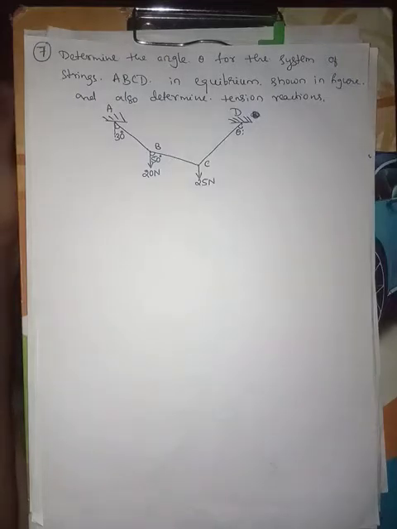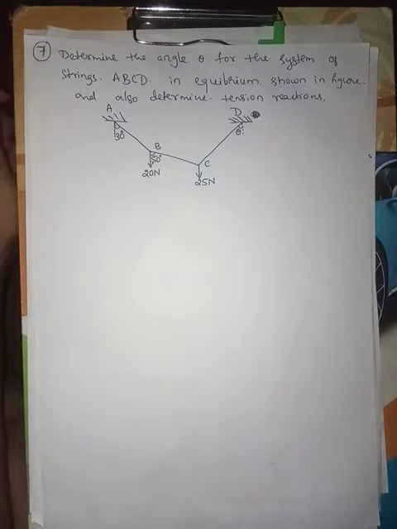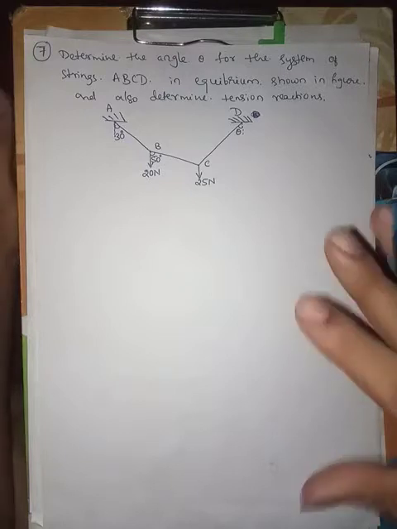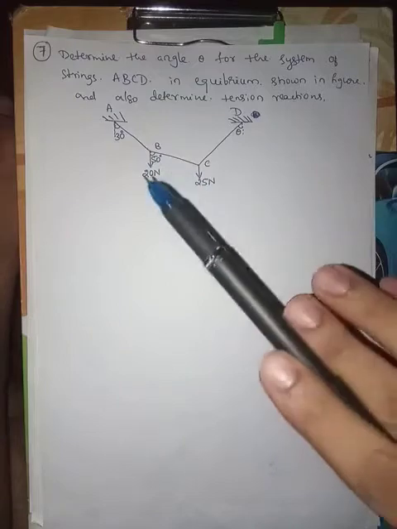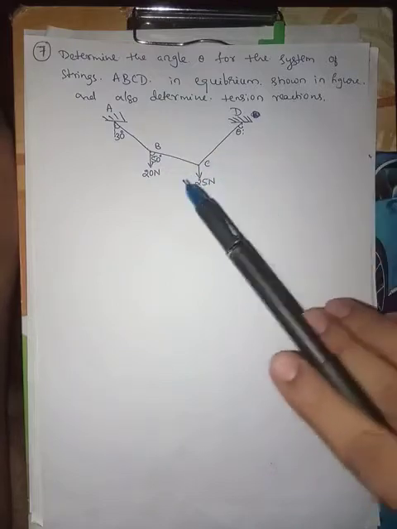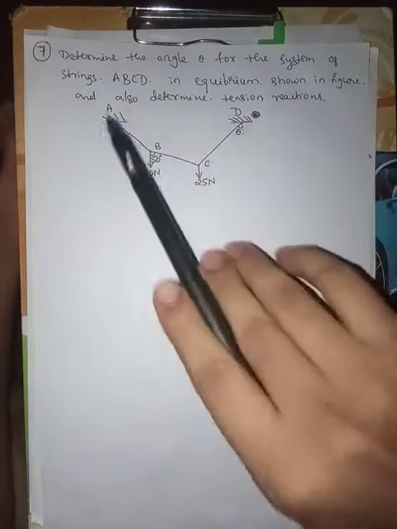Hi friends, in this video I am solving the 7th question in the equilibrium chapter. I will read the question once. Determine the angle theta for the system of string ABCD in equilibrium shown in figure, and also determine the tension reactions.